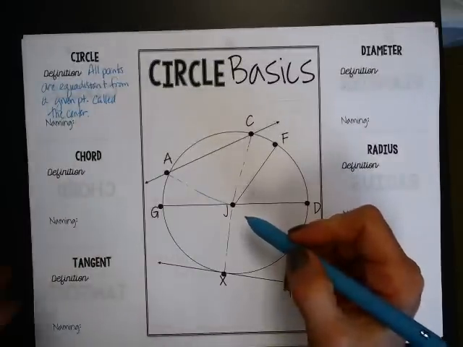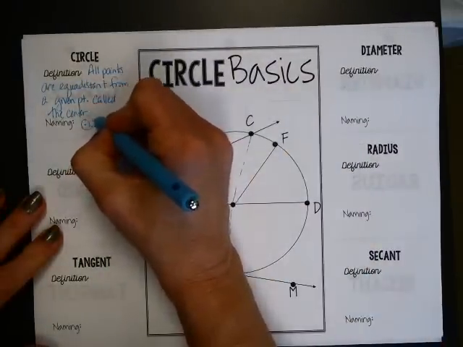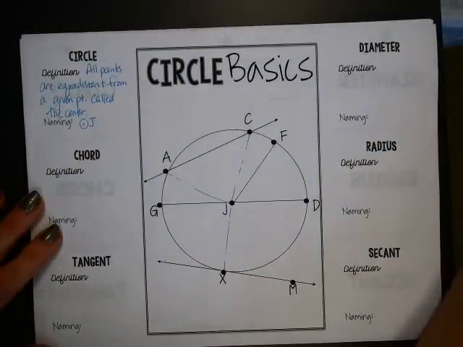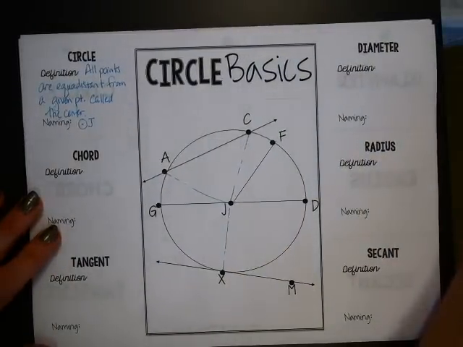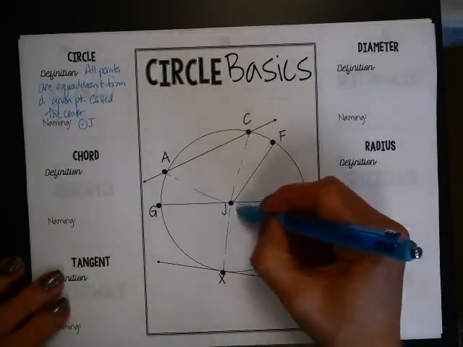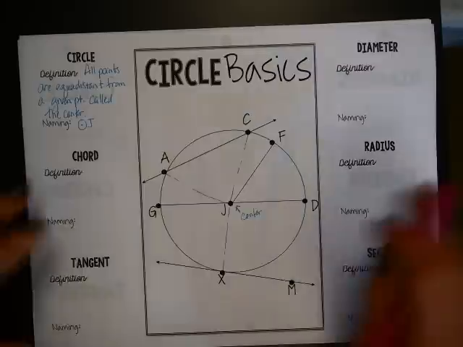So how do you name a circle? You actually make a little circle, put a dot in the middle, and label it that it's called circle J. You don't have to use the word, you just use the little circle symbol. Alright, next we're going to go to, and this is our center. I'm trying to label everything. Center. Boom. Alright, changing colors.